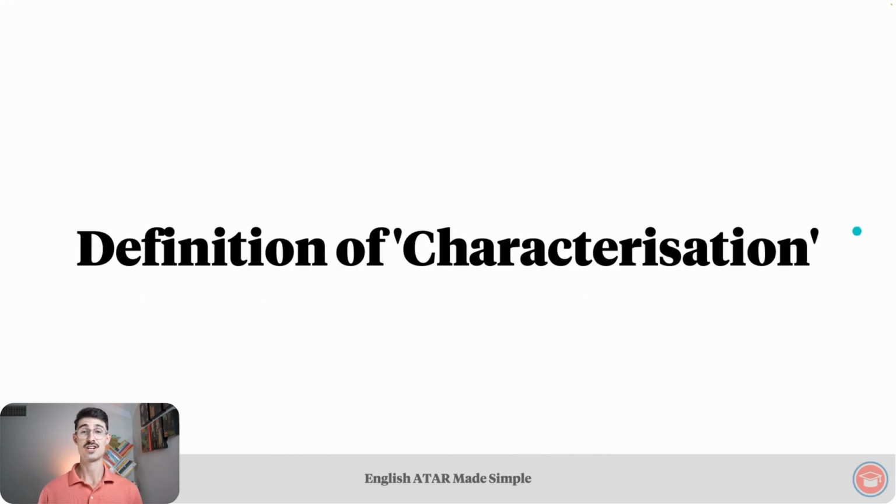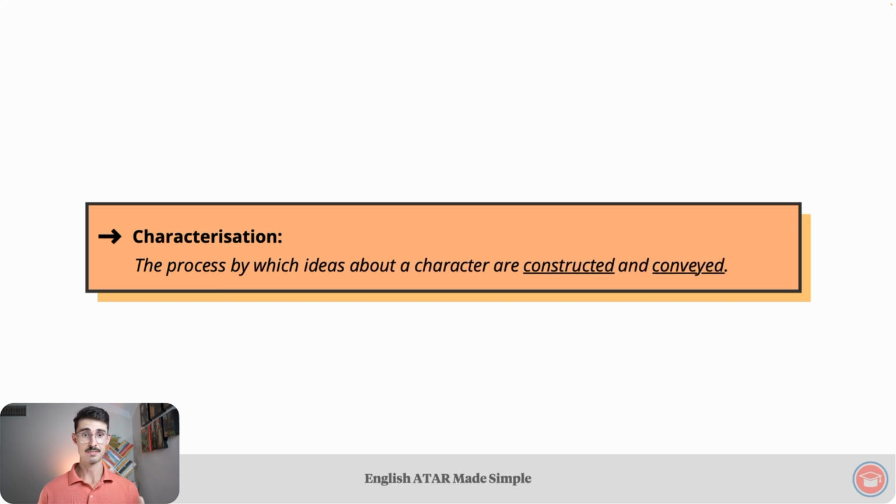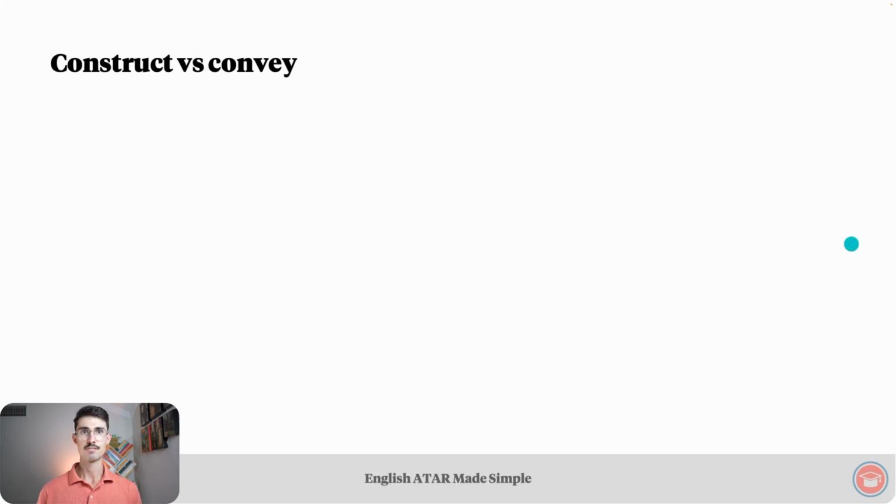Starting with the definition of characterization, what does it mean? A good definition is the process by which ideas about a character are constructed and conveyed. These two underlined words, constructed and conveyed, refer to the two different types of characterization, and they have slightly different meanings. So what exactly does each word mean?